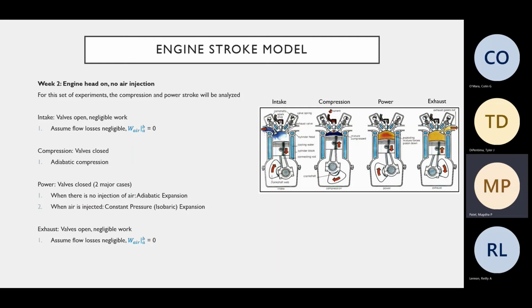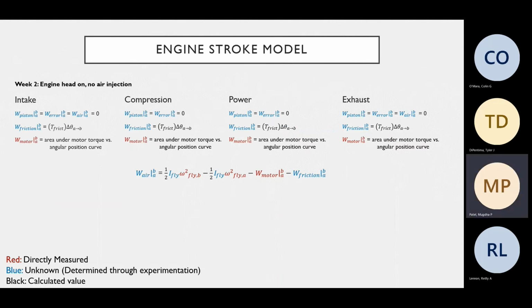During compression, we have adiabatic compression. During the power stroke, we have 2 major cases: 1, when there's no injection of air, adiabatic expansion, and 2, when air is injected. This is constant pressure expansion. We'll be focusing on case 1. So here's just a review of the equations that apply during each stroke. As mentioned before, we'll be focusing on compression and power, and we'll be solving for work from air using the equation shown earlier.